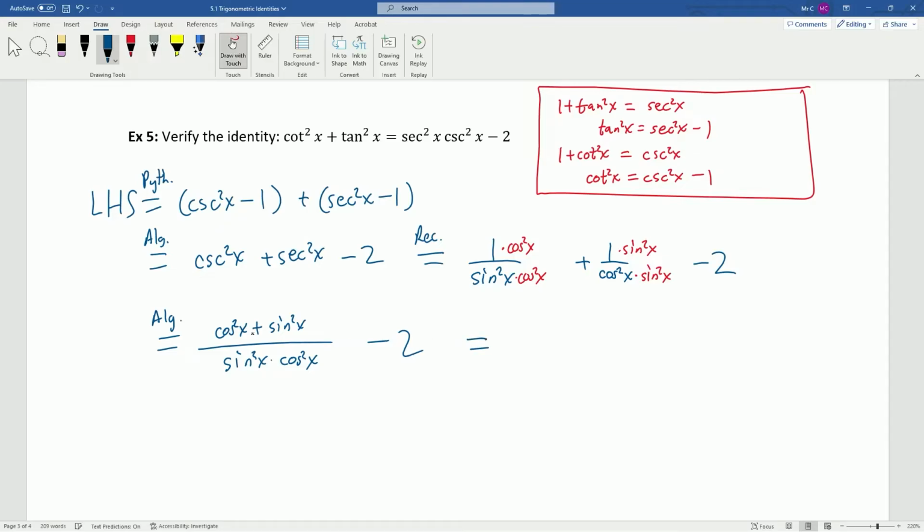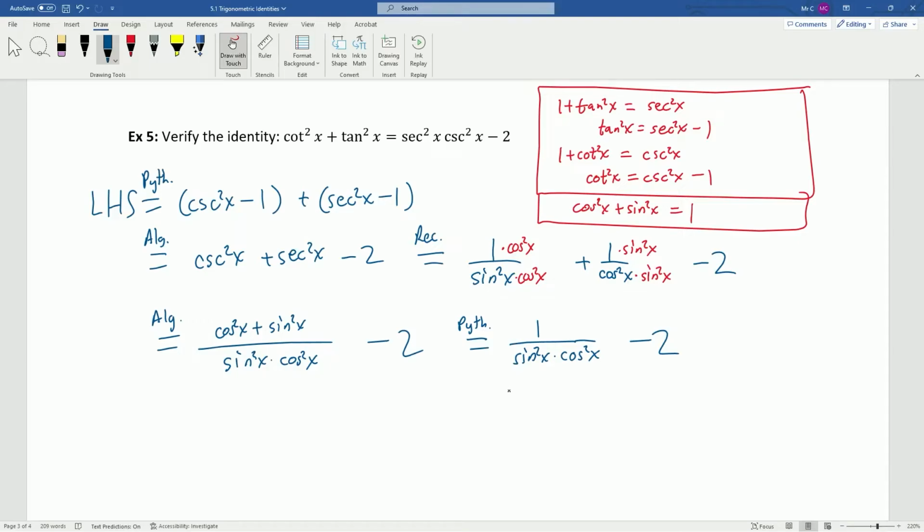Now, I know that cosine squared of x plus sine squared of x is 1. Right? Cosine squared of x plus sine squared of x equals 1. So I can replace that and rewrite this as 1 over sine squared of x times cosine squared of x. Still have this minus 2. So all I did there was use my Pythagorean identity for cosine and sine.